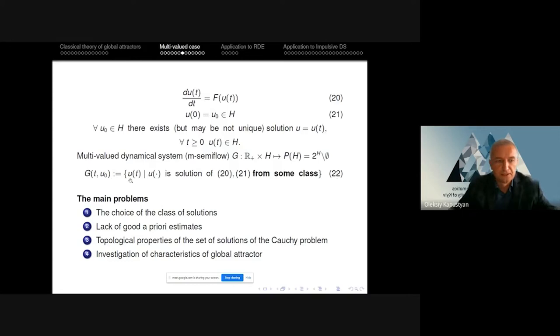So G(t, u0) consists of all values of u(t), where u is a solution of our problem from some class. I want to underline this, from some class, because this is one of the main problems, the choice of the class of solutions. Because in many cases we know nothing about all solutions, and we know something only about solutions from some class, for example, constructed with the help of Galerkin approximation.